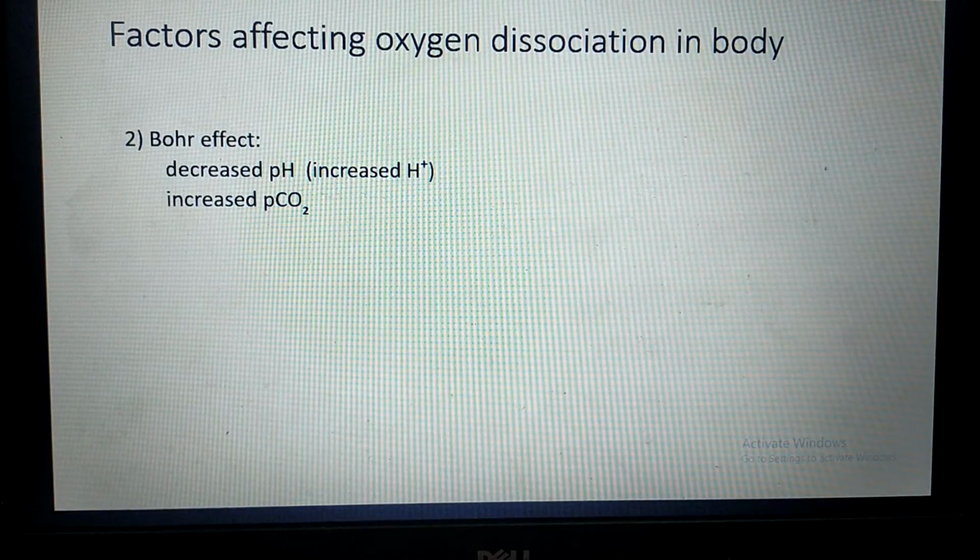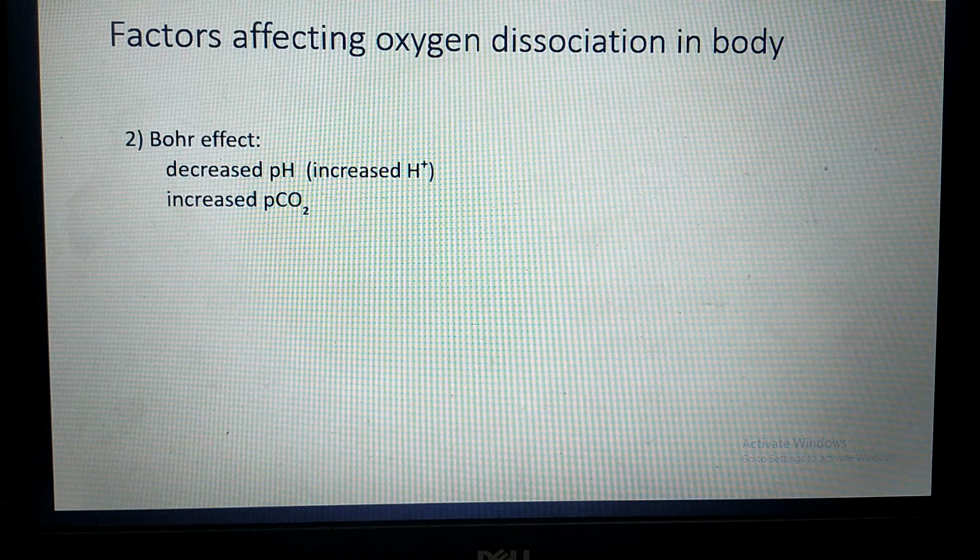The next factor which affects the oxygen dissociation curve is the Bohr effect. At the tissue level, the pH is low because H plus ion concentration is high. Also there are increased values of PCO2. These two conditions favor the release of oxygen from hemoglobin to the tissues.